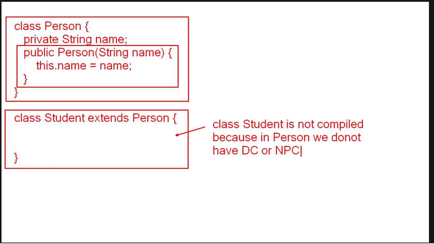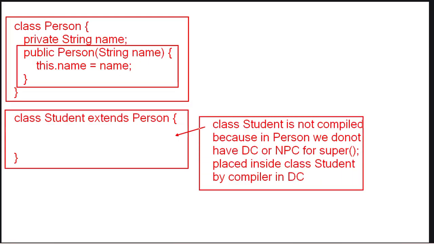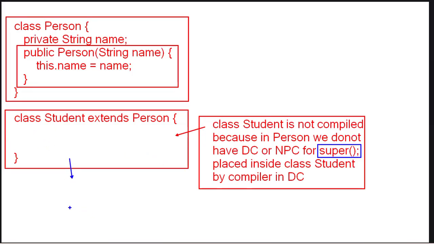Why do we need it? For the super call placed inside class Student by the compiler in the default constructor. In every class, the compiler places a super call in every constructor, right? Observe, this code is converted by the compiler as follows.